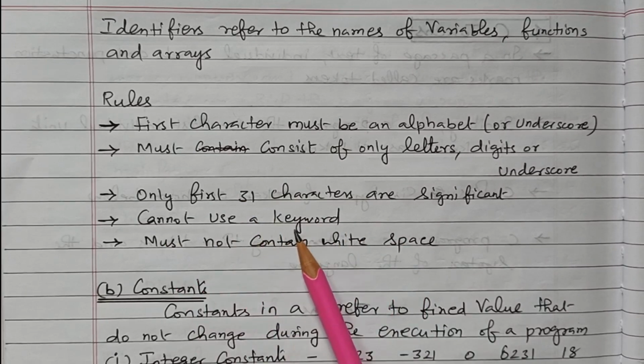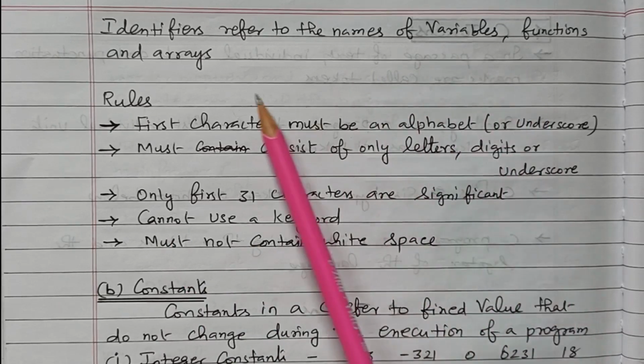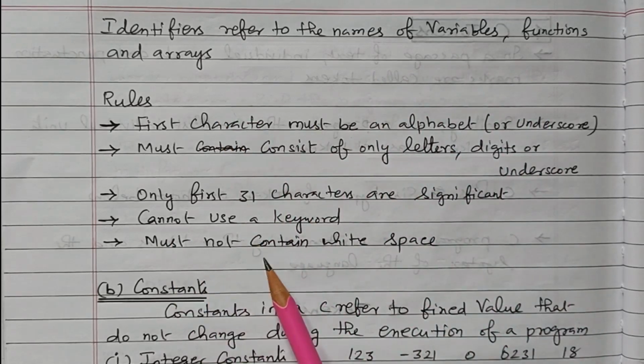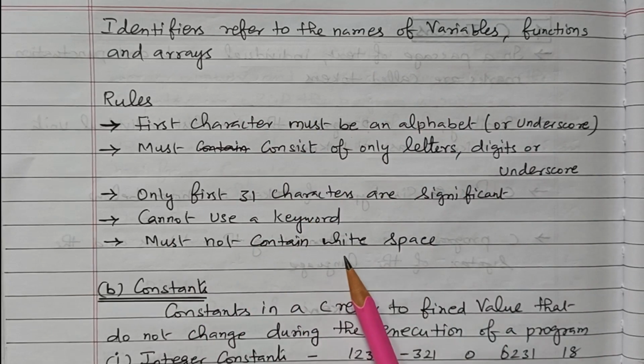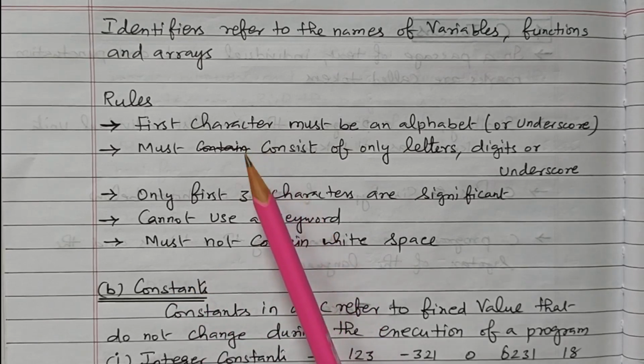It cannot use a keyword. What we discussed earlier, the keywords, we cannot use for giving the name of the variable, function or array. It must not contain white space. White space means a blank space, carriage return, tab. These things should not be used in an identifier, right?